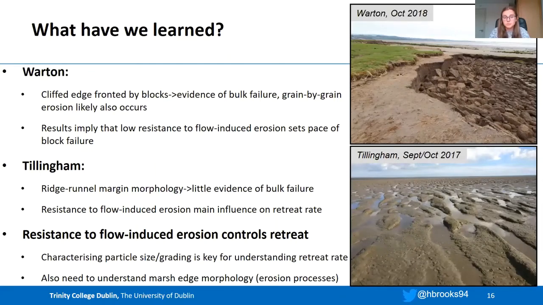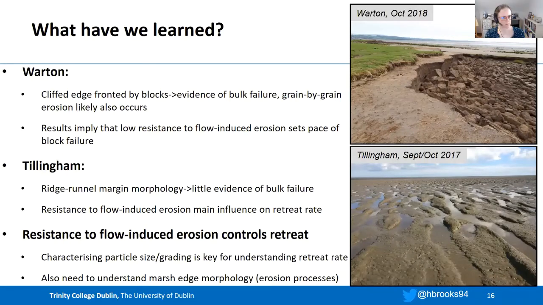At Tillingham in the bottom right, on the other hand, we have this ridge run-on margin morphology. And here there's very little evidence of bulk failure processes. Here we found that there was very little resistance to bulk failure, but at the same time, there was a very high resistance to flow-induced erosion as measured by the CSM. And here the retreat rate was quite slow, so we can start to say that maybe the resistance to flow-induced erosion, which was high, is one of the main influences on the retreat rate of this marsh.